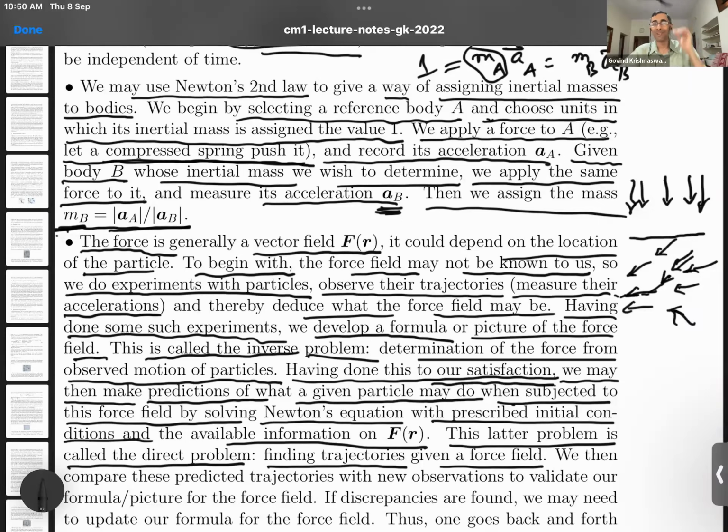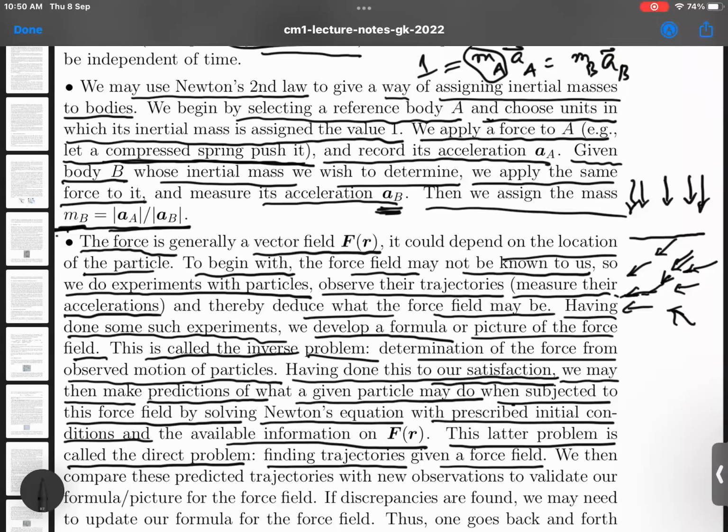Maybe you're a bit confused. Look, let's go back to basics. I'm just sitting in this room. I am not some all-knowing person. I don't know the force field in this room due to gravity. I simply don't know it. So how will I find it?